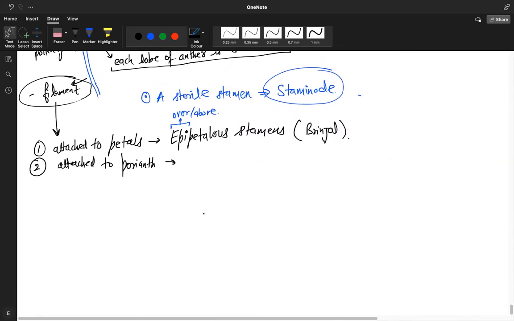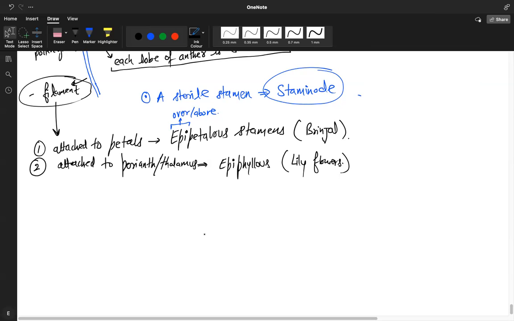Is it clear, everyone? I'm writing it like this. This will make it easier for you to remember. So this is called epi, again it will be epi because it is on something, phyllous. Epiphyllous. And this happens in lily flowers, that their stamens are called epiphyllous stamens.